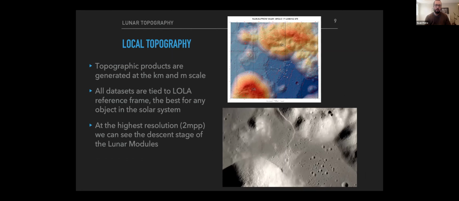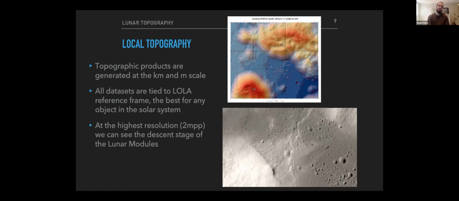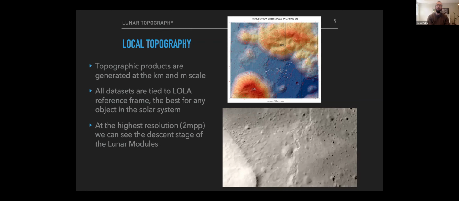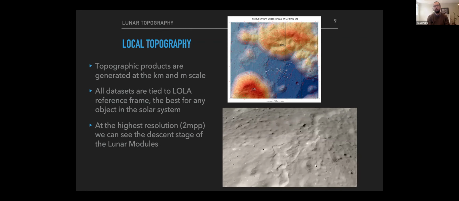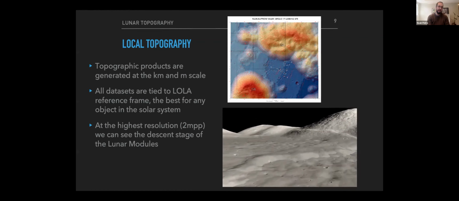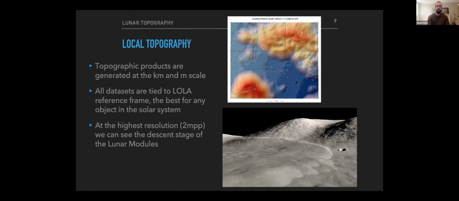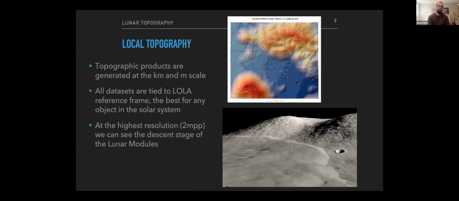This is an example at the bottom right of a fly-in using the narrow angle camera images and topography, just to highlight again what we can get out of these 2 meter per pixel maps. And it becomes pretty stunning when you get close to the surface to see the actual relief of the moon. Again, you can essentially go there virtually with our data sets.